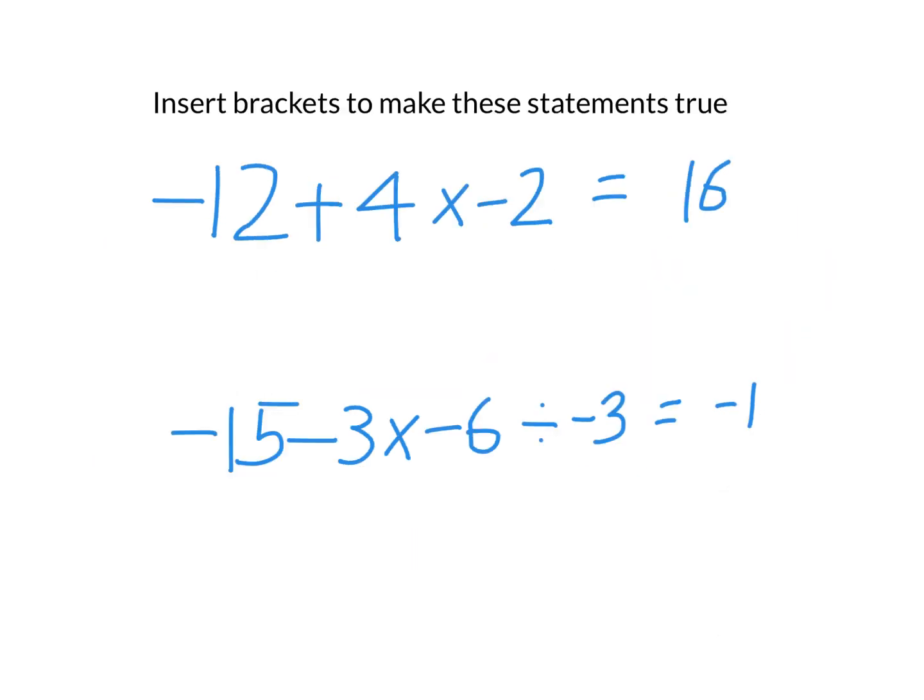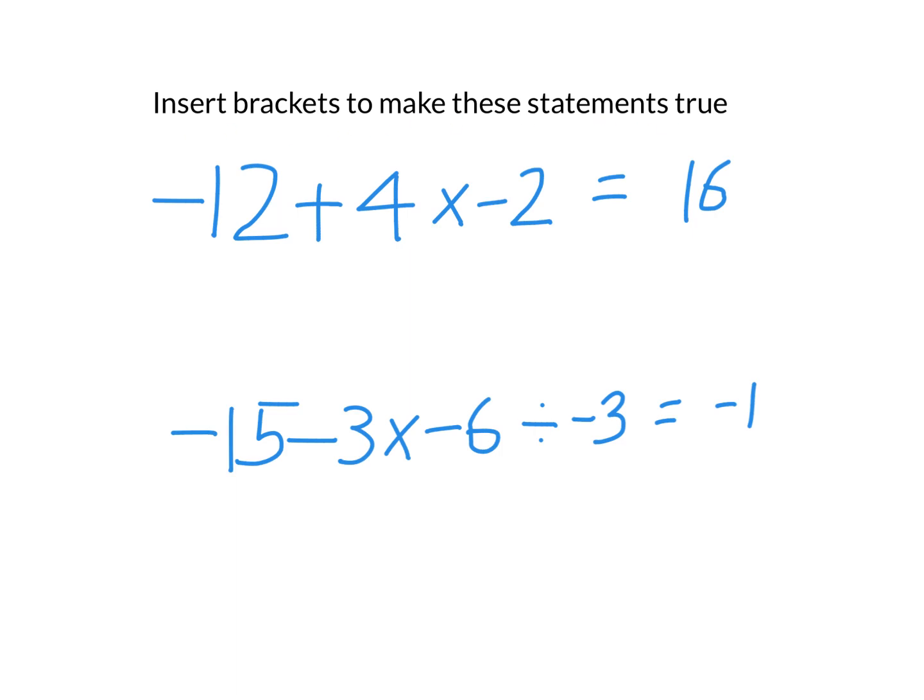So each of these is a statement, and it turns out as it sits, they are untrue statements. If we look at this one, this says negative 12 plus 4 times negative 2 equals 16. Well, that's not true because BIDMAS dictates that we do the times first. We get negative 12, subtract 8, which is actually negative 20. So what we can do though is insert brackets and make this statement true.